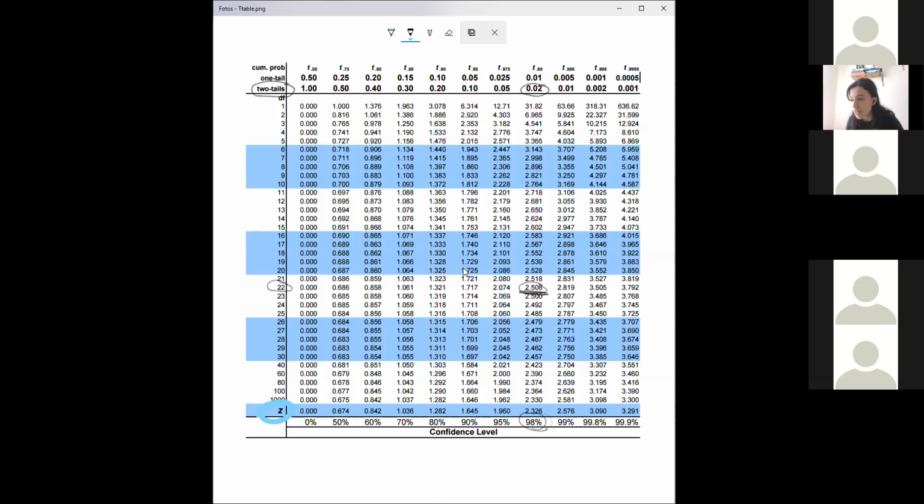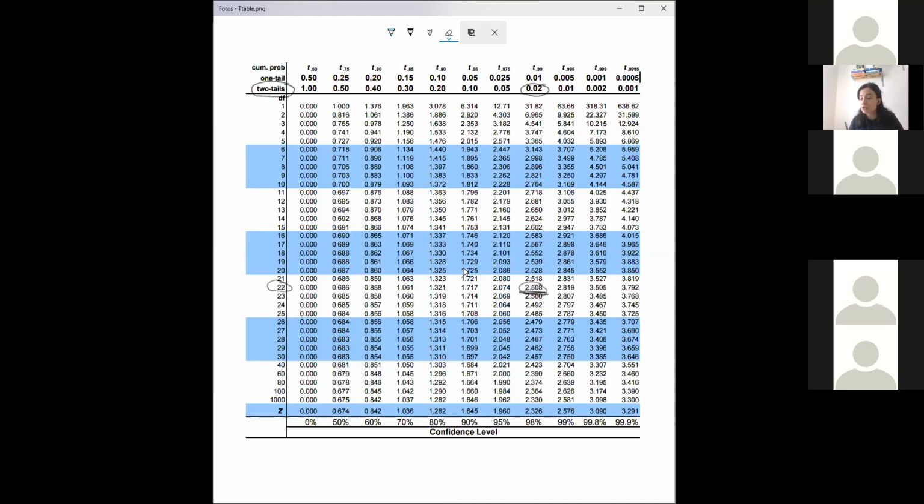Wait, where? In the T table, you see there's this line over here that tells you the confidence level. Now we were looking for 90% confidence level, and the very last line tells you the boundary for the Z distribution. So here you would have found the 1.645. Not 95. For 95 it would be 1.96. But here the confidence level is 90, so it's 1.645. Now that's going to work, but it only will work for confidence intervals.